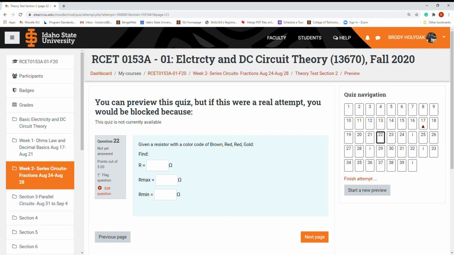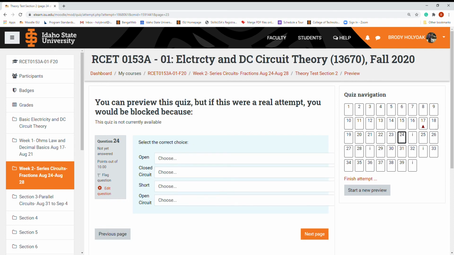Okay, given the resistor color code brown, red, red: 1, 2, 2, and gold is 5%. So what's the value? 1200 ohms, 1.2K. That's a very common value that you'll see. Okay, brown, gray, red, silver. 1800 ohms, 1.8K. And then silver is 10%. Okay.